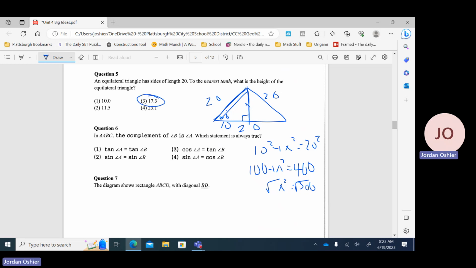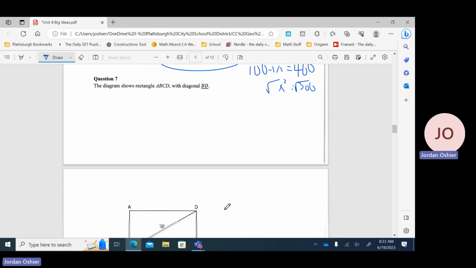All right, in triangle ABC, the complement, so that means adds to 90, of angle B is angle A, so that means sine and cosine are equal. Sine A equals cosine B. There it is. Again, they like that question.